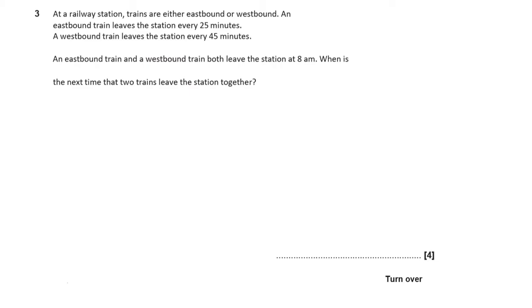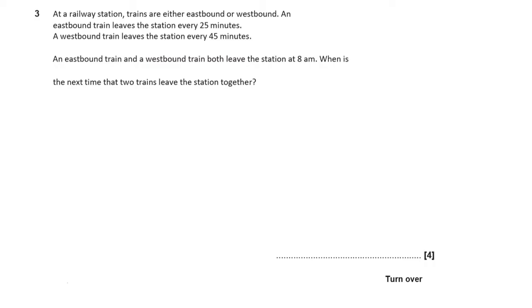Question 3. At a railway station, trains are either eastbound or westbound. An eastbound train leaves the station every 25 minutes. A westbound train leaves the station every 45 minutes. An eastbound train and a westbound train both leave the station at 8 AM. When is the next time that the two trains leave the station together?